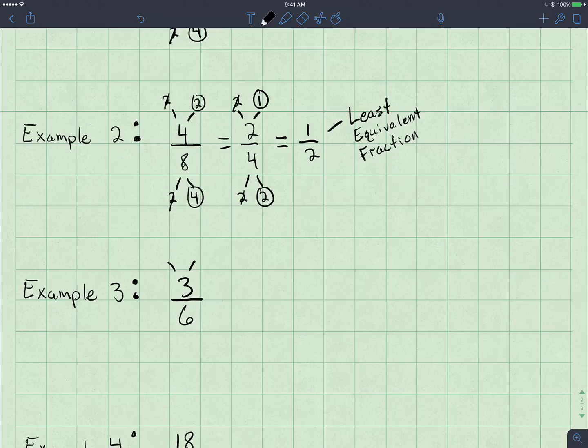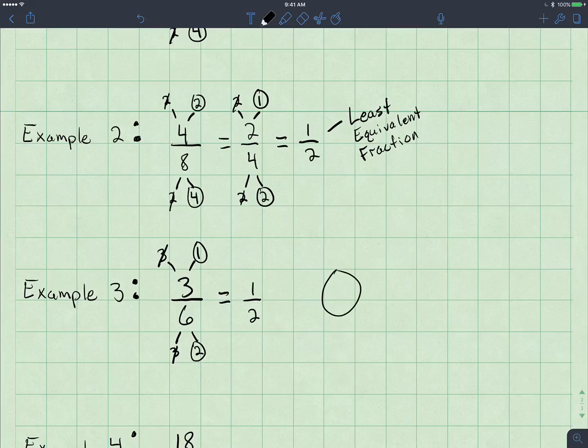3, since it's prime, can only be multiplied using 3 and 1. So 1 times itself. But the 6 can be multiplied, and you can multiply 3 times 2 to get 6. Since the 3's are the same, our new reduced fraction would have to be 1/2.